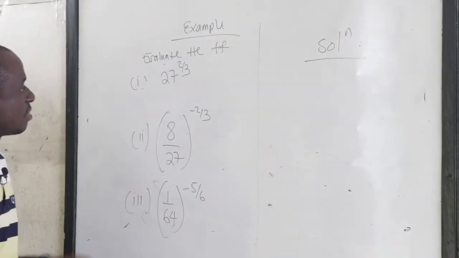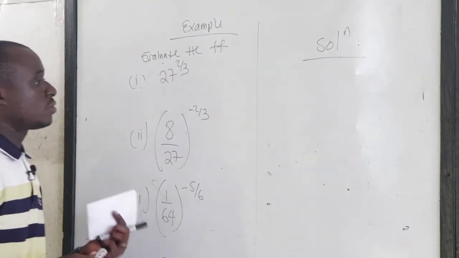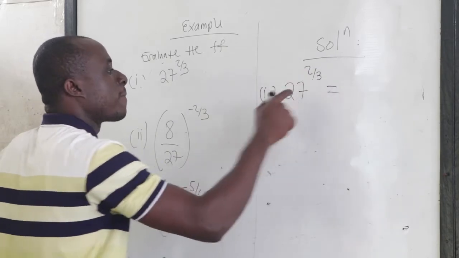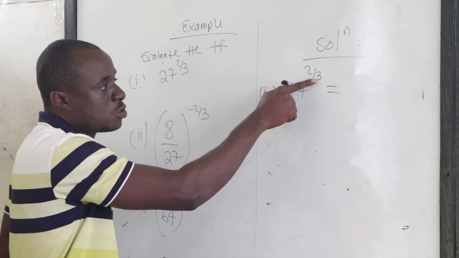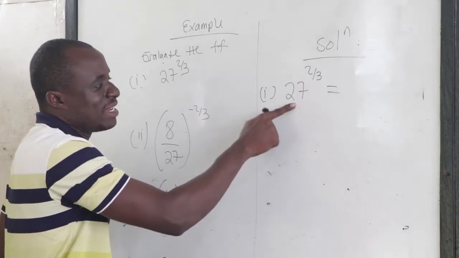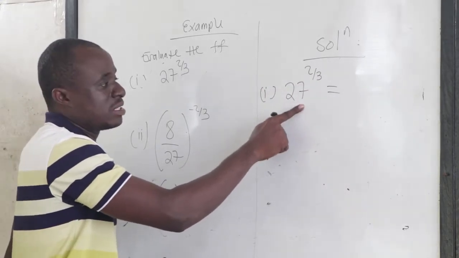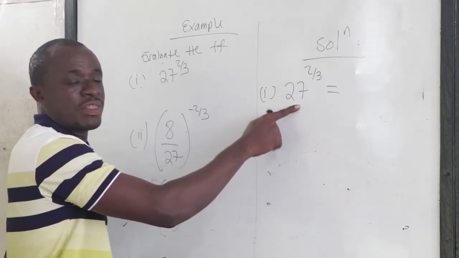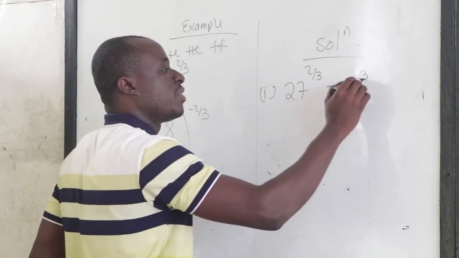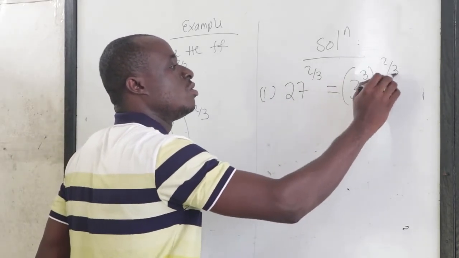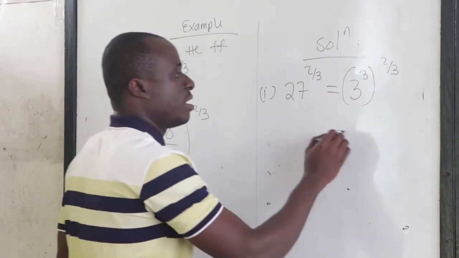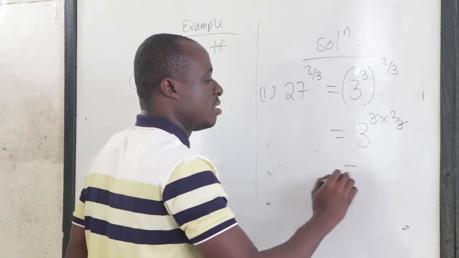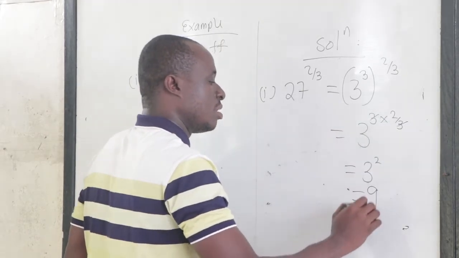Okay, let's consider this example. We should evaluate the following. The first one, we have 27 to the power 2 over 3. Now, because here it is 2 over 3, we can change this to a number to the power 3. How can we change 27 to a number to the power 3? This is the same as 3 to the power 3. Remember, we have 2 over 3 outside here. This is just 3 to the power 3 times 2 over 3. Now this will cancel this. You have 3 to the power 2, and then this is 9.